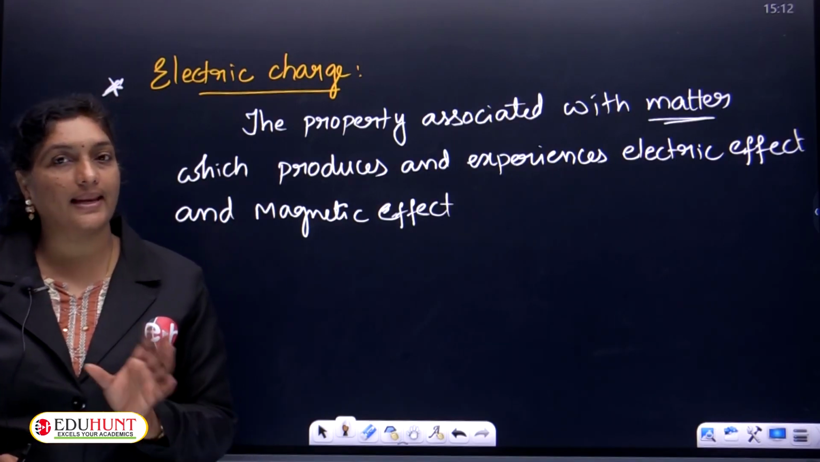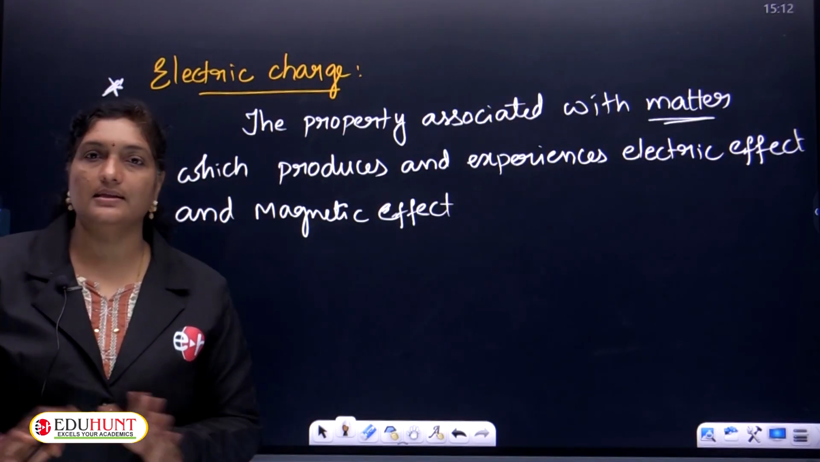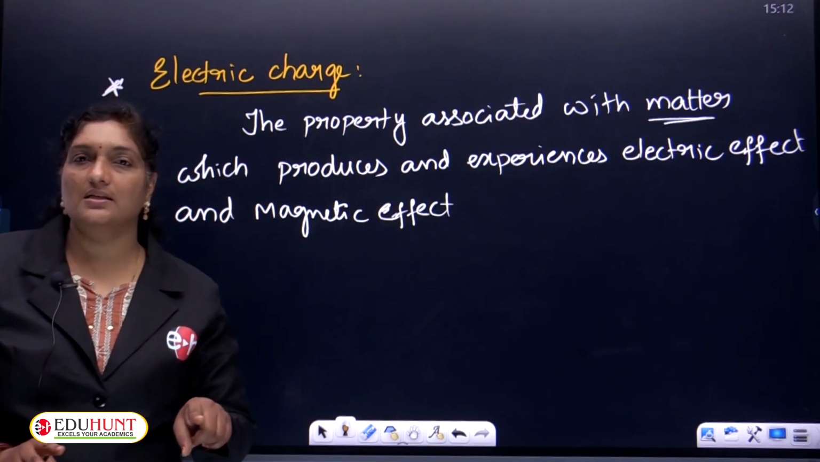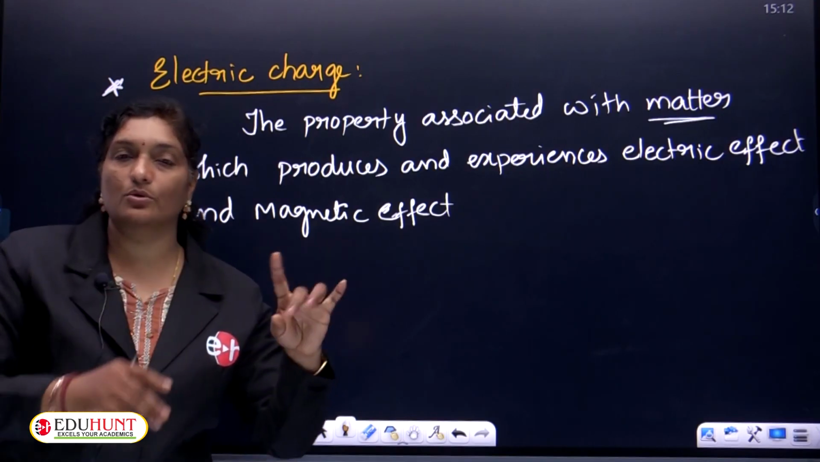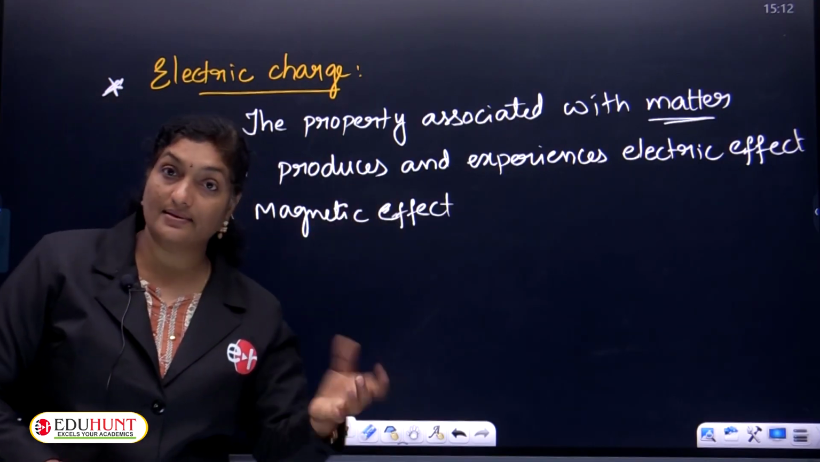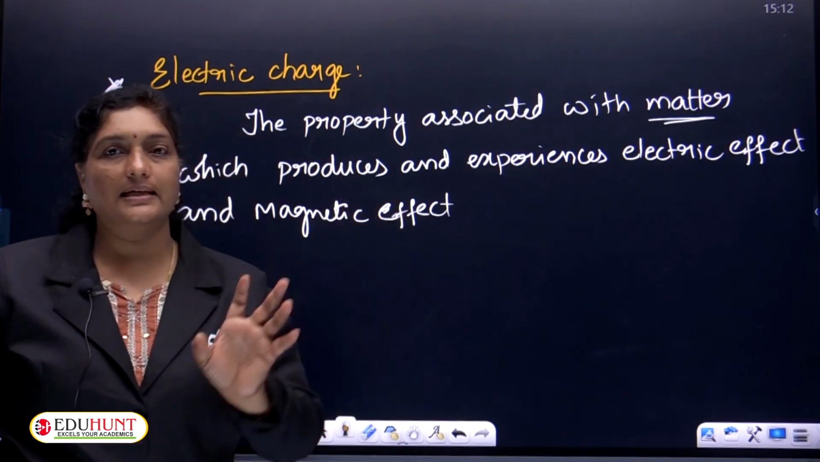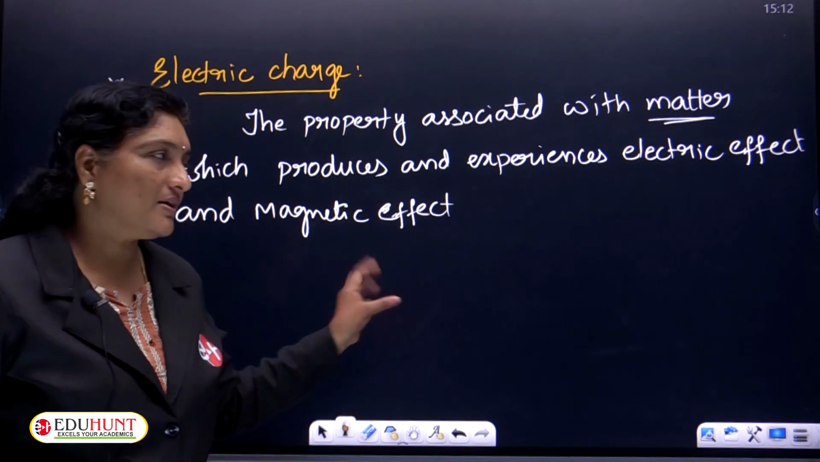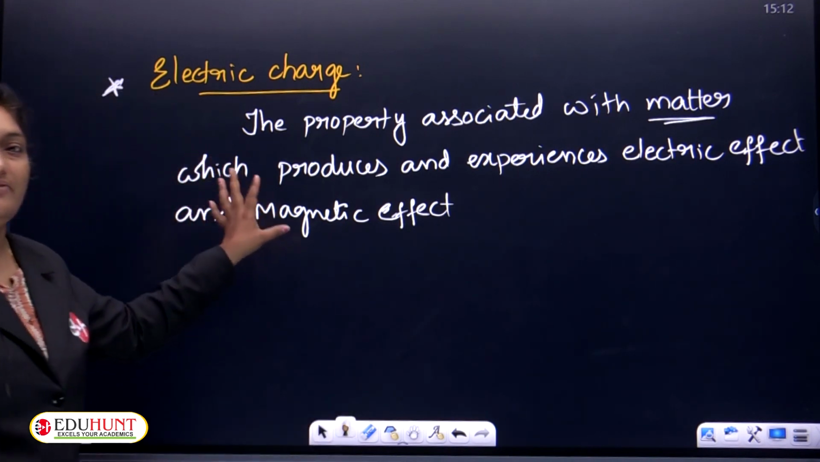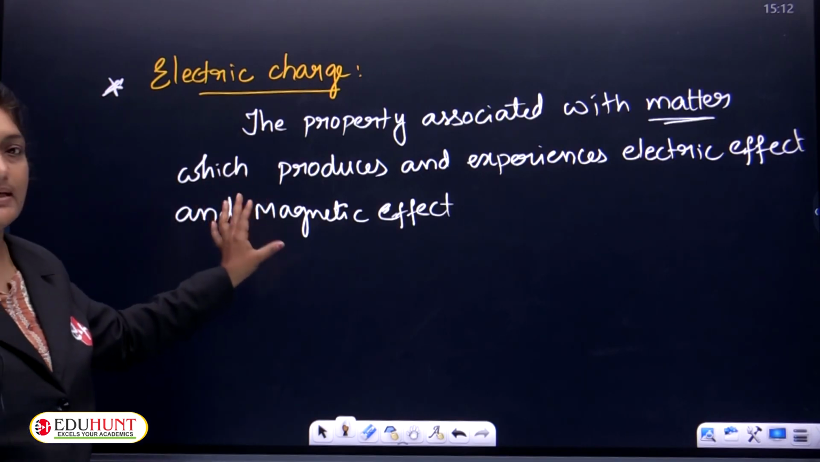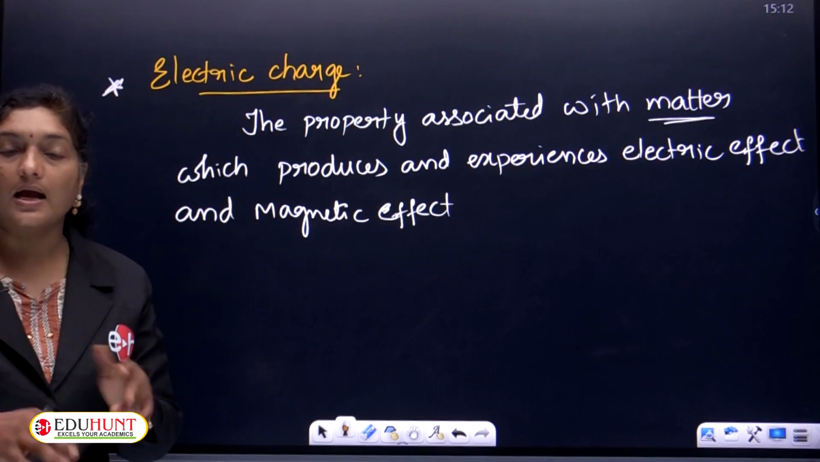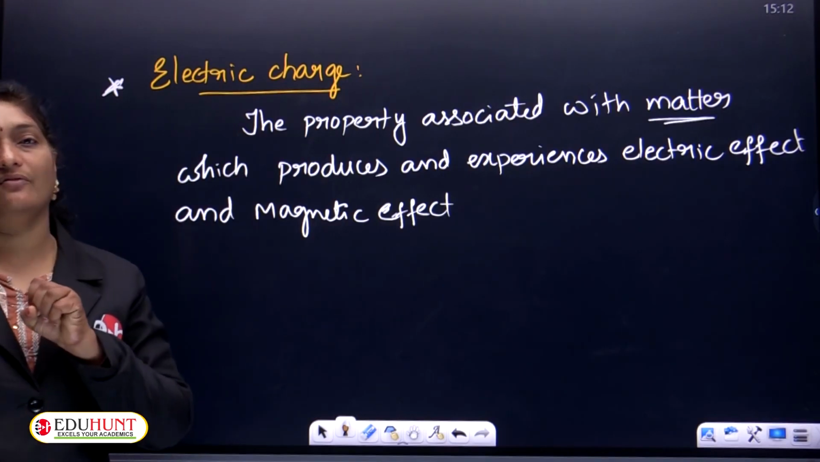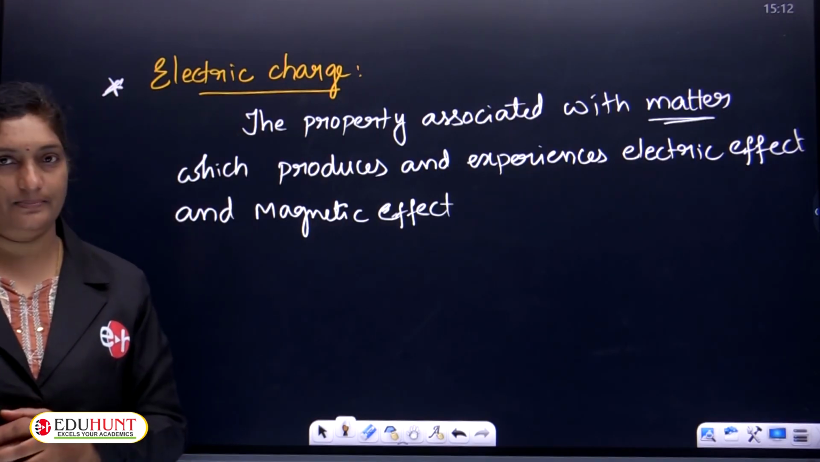Okay, regarding this electric field and magnetic field, we shall discuss in detail later. That means charges at rest in general produce electric field, whereas the charges which are in motion in general produce both electric as well as magnetic effects. In detail, let us discuss later. So this is the definition of electric charge: the property associated with the matter which produces and experiences electric field as well as magnetic field.